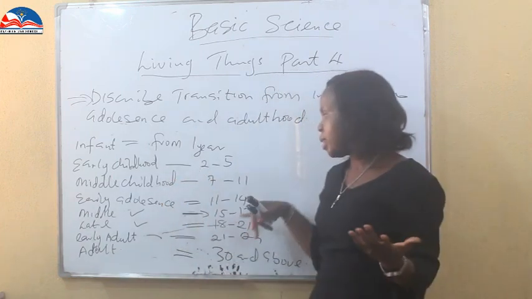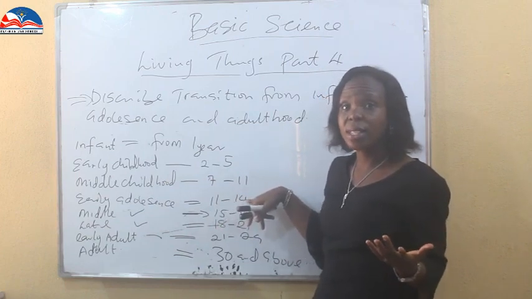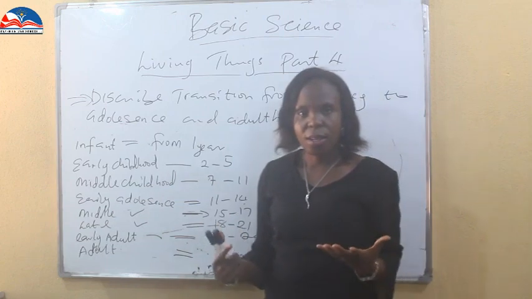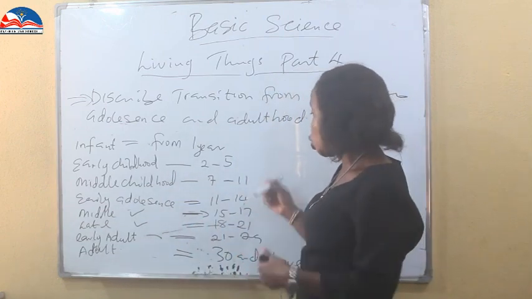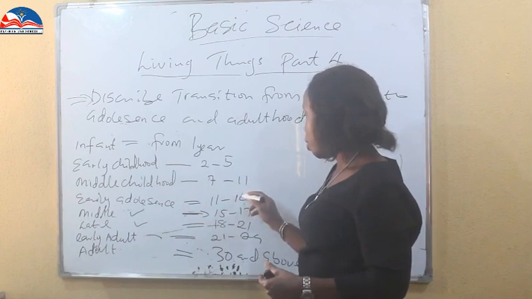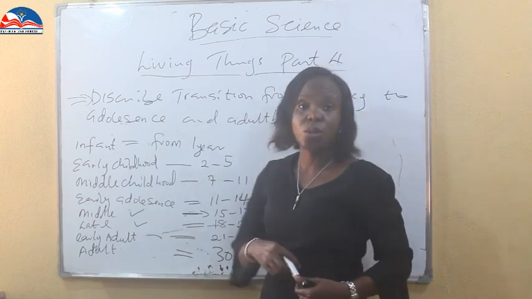Some children at this age bracket start menstruating. They start seeing different features in their body. This is the early adolescent age, and this is a turbulent time for the child. Because at this age, the child wants to belong. He wants to mix up with his peers. He wants to make friends.